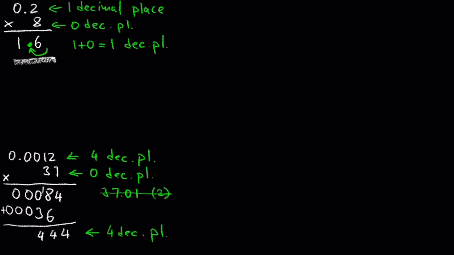Now the answer should have the same number of decimal places as both of the numbers you're multiplying. Where is the decimal point for 444 right now? 444 is the same as 444.0. Let's count 4 decimal places to get our answer for this problem. 1, 2, 3, 4. So we get 0.0444, which is our answer.